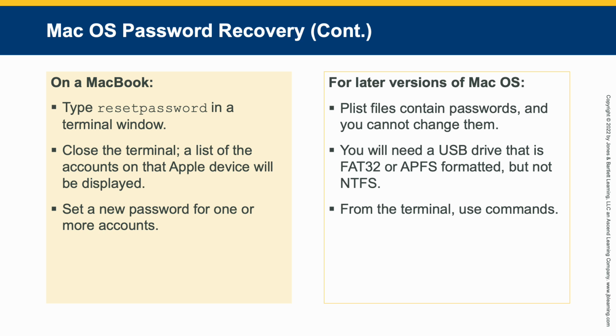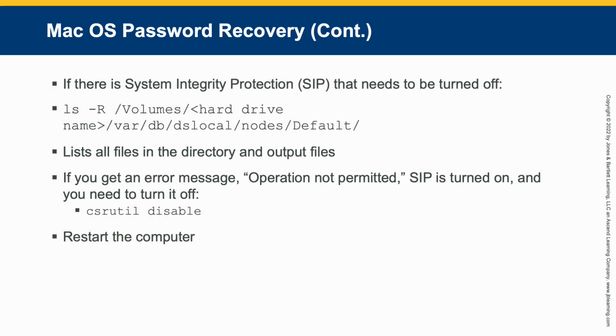macOS password recovery on the MacBook: type resetpassword in the terminal window. Close the terminal. A list of the accounts on the Apple device will be displayed. Set a new password for one or more accounts. For later versions of macOS, plist files contain passwords and you cannot change them. You will need a USB drive that is FAT32 or APFS, but not NTFS. From the terminal, use commands. macOS password recovery looks like this.